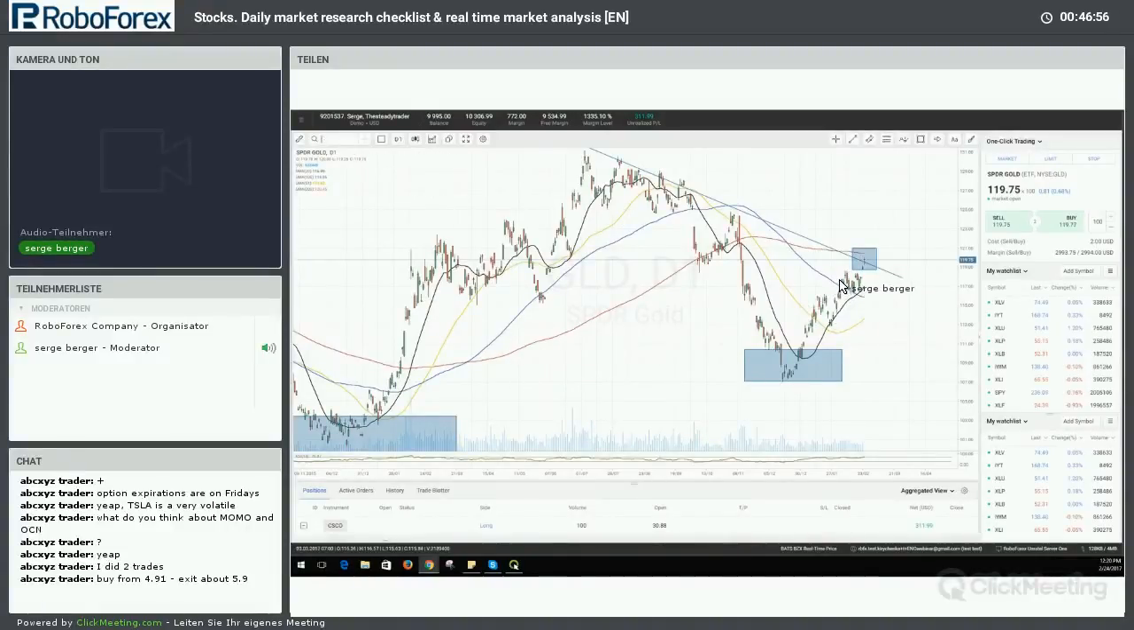I have alerts set. If we see a breakout, I'm not going to chase it at this point. That's nice to see. But if we see a strong enough bearish reversal here, maybe gold becomes something interesting on the short side.